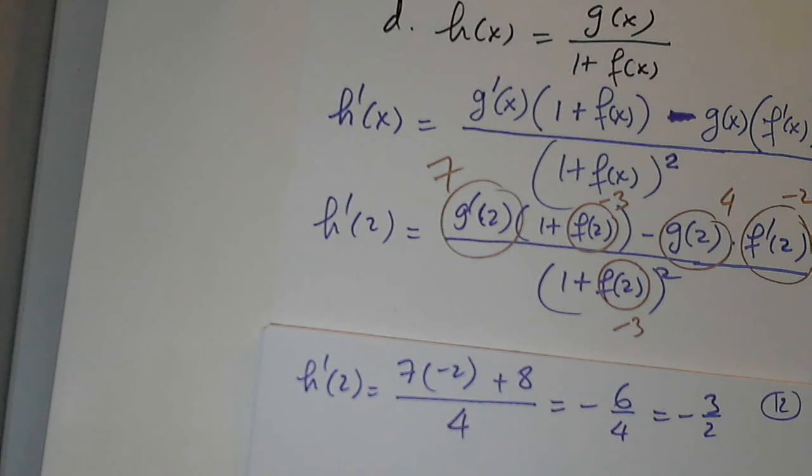So the slope of the tangent line to the graph of h at x equals 2 is negative 3/2. The instantaneous rate of change of this function, whatever the function represents, is negative 3/2. Okay, the same thing.